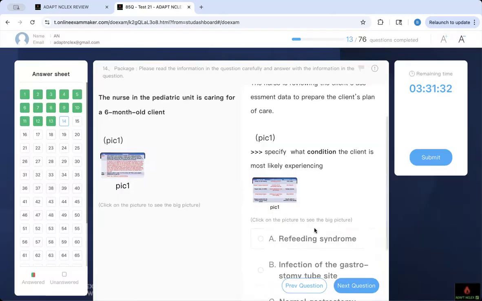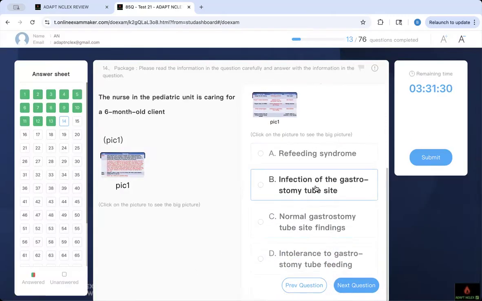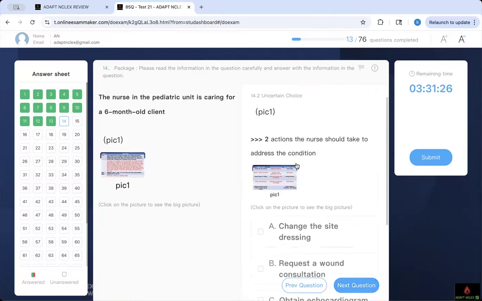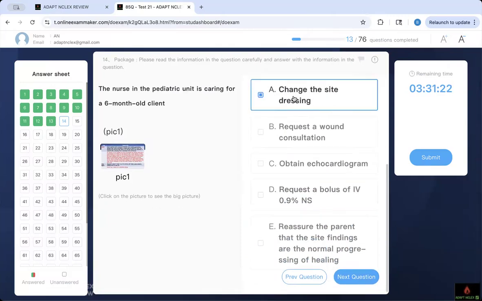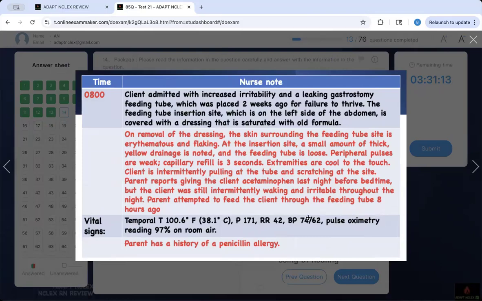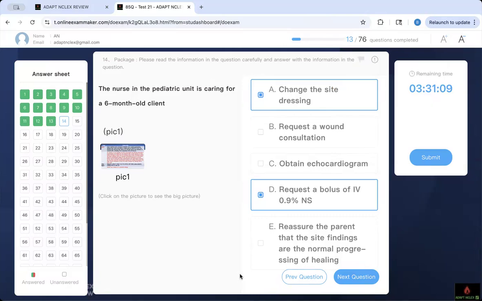So let's see what we have here. We know this is an infection of the gastrostomy tube site. Then 2 actions the nurse should take to address the situation. We're going to change the site and we're going to give the kid a bolus because the patient is dehydrated. Based on what we have here, we have to give the kid fluid because we suspect sepsis.